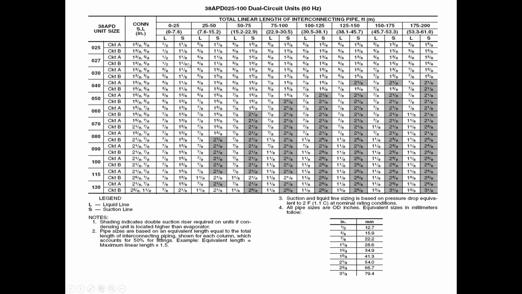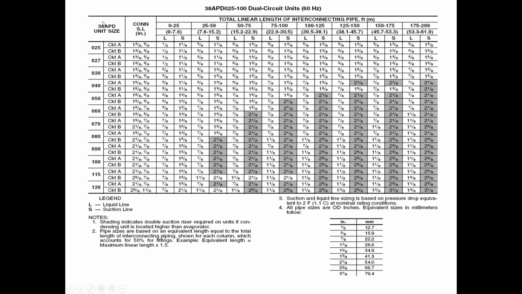Okay, so let's say we've got a 38 APD 30-ton unit. Now if we look at the 30-ton, we go all the way across. We can go all the way out to 200 feet, and the verticals don't affect us. We don't need a double suction riser on any of the 30 tons, or the 27 or the 25. So double suction risers start at roughly 40 ton. And in some cases, you'll have a double suction riser required for either the A circuit and not the B, and sometimes just the opposite.